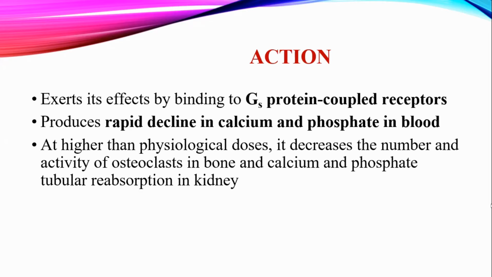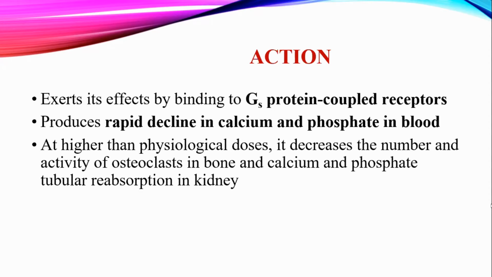Apart from that, it also inhibits the reabsorption of calcium and phosphate from the renal tubules, so it increases the excretion of calcium and phosphate from the body, so that the concentrations of calcium and phosphate in the serum decrease. At higher than physiological doses, it decreases the number and activity of osteoclasts in the bone and calcium and phosphate tubular reabsorption in the kidney.